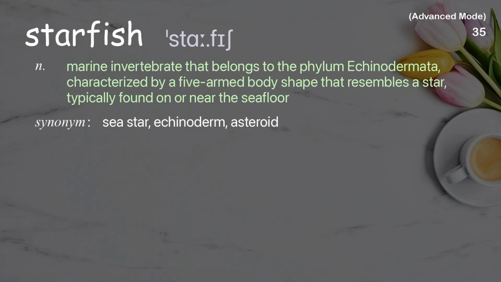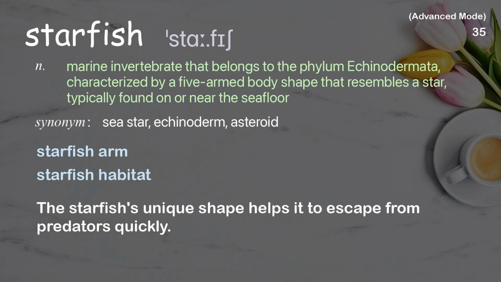Starfish. Marine invertebrate that belongs to the phylum Echinodermata, characterized by a five-armed body shape that resembles a star, typically found on or near the seafloor. Examples: Starfish arm. Starfish habitat. The starfish's unique shape helps it to escape from predators quickly.